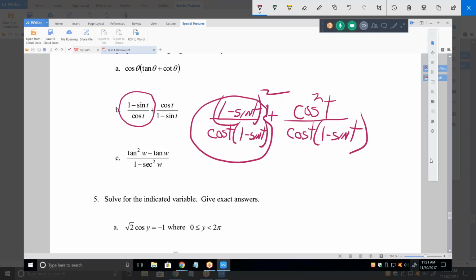Cosine, well, let's just talk about that for a moment. You've got this, you've got this, and you've got this. Which of those two are the same?